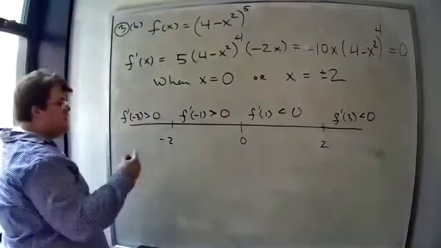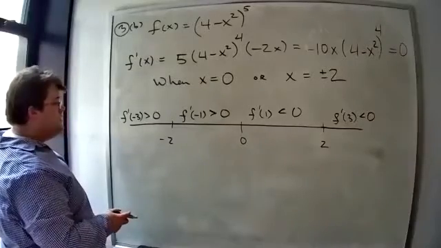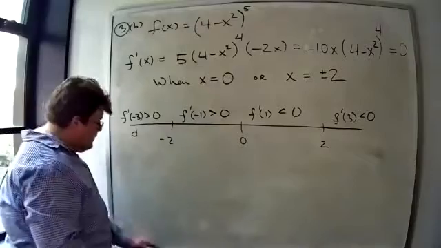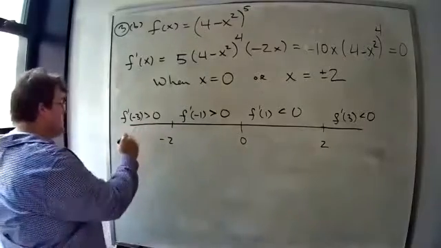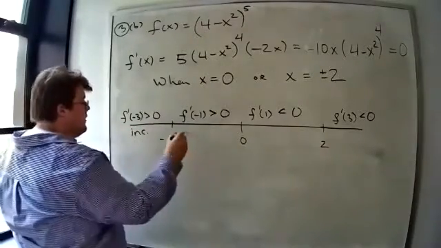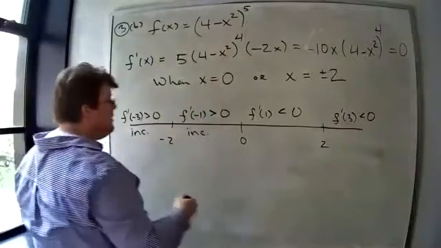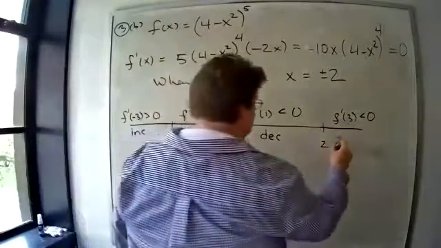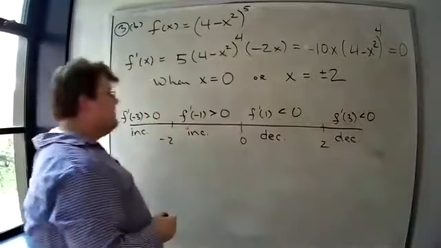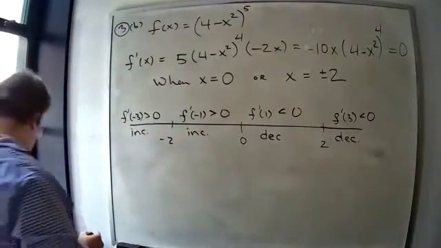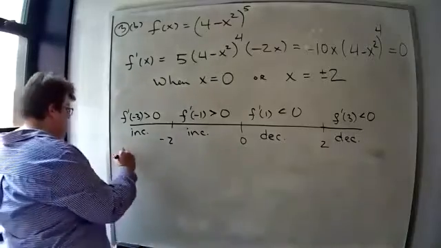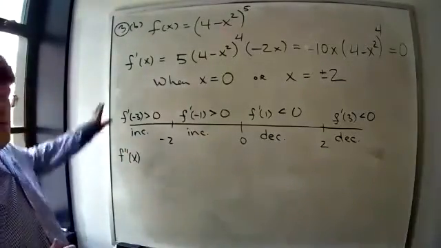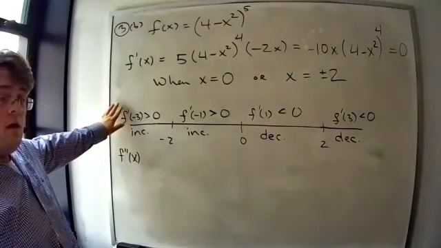But the sign of the first derivative tells us where the function is increasing or decreasing. So here, first derivative is positive, function is increasing. Here, the first derivative is positive, function is increasing. Here, the first derivative is negative, function is decreasing. And there, the function is also decreasing. Any questions about first derivative and what we did with that?